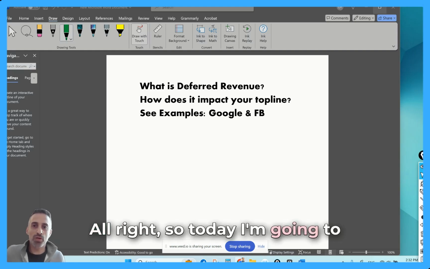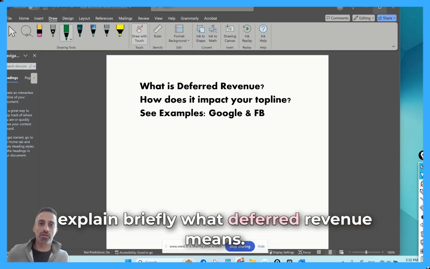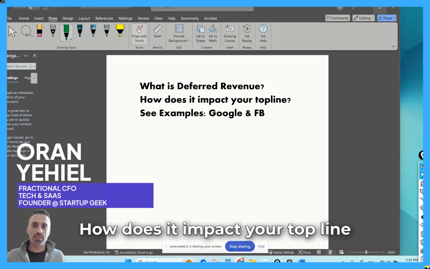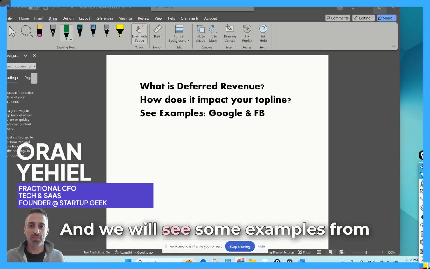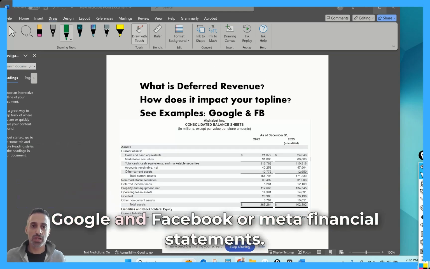All right, so today I'm going to explain briefly what deferred revenue means, how it impacts your top line, or top line is the revenue, and we will see some examples from Google and Facebook or Meta financial statements.